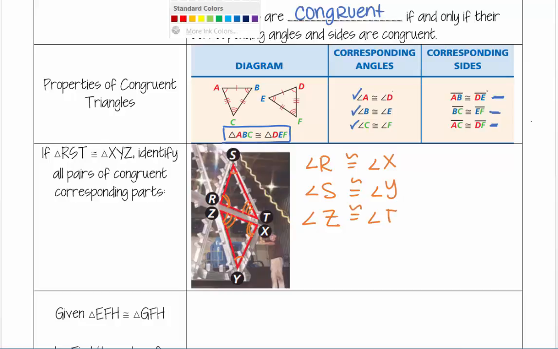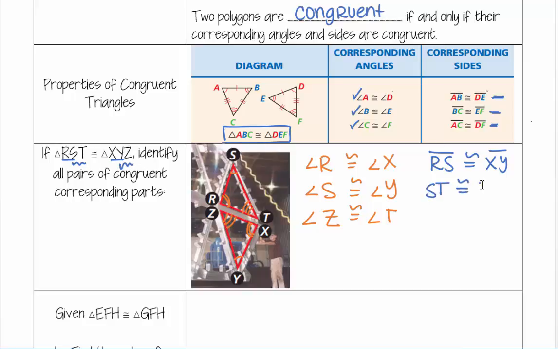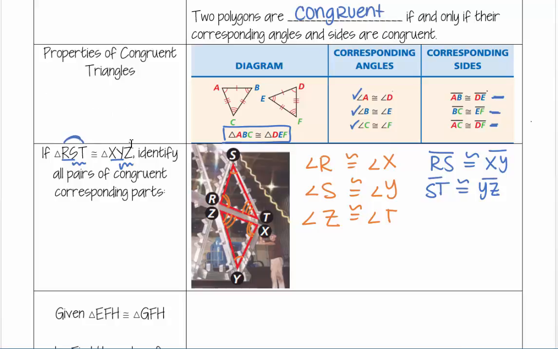Now we got to do the same thing for the side lengths. Remember, we can't really tell from the picture. We're going to use the words up here. So RS and XY have to be the same. RS has to be congruent to XY. And then my next one would be ST and YZ. And then finally, RT and XZ have got to be the same.